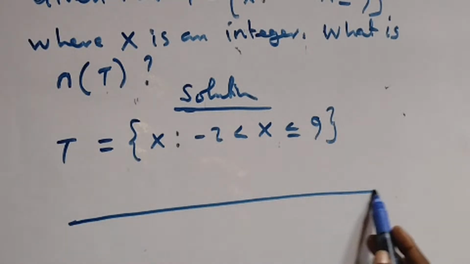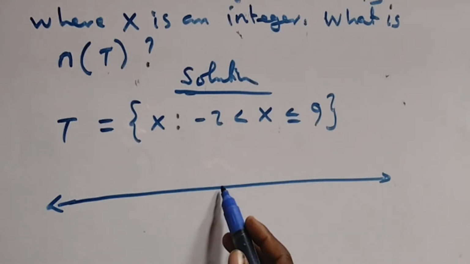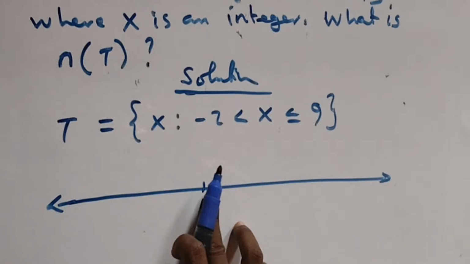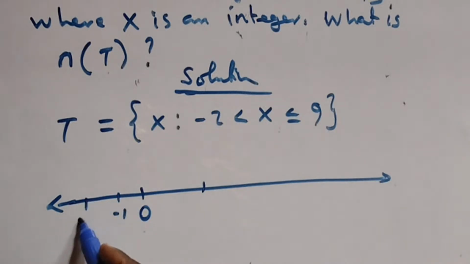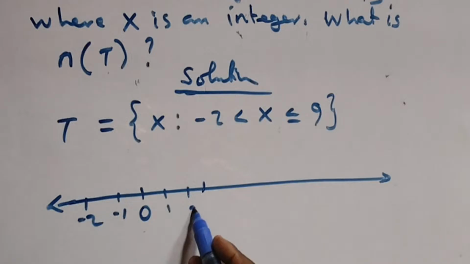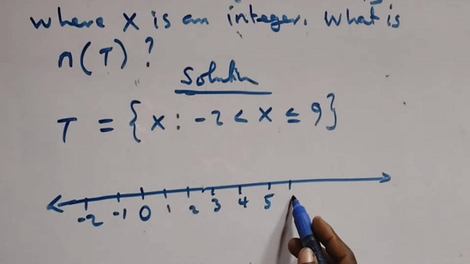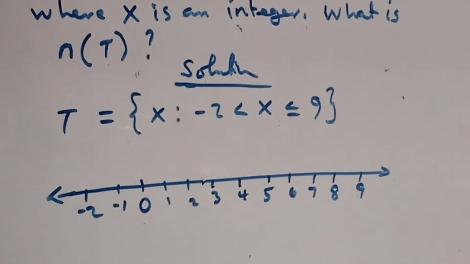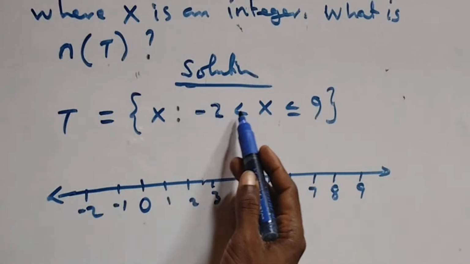When we are being taught number line, we have positive on the right, negative on the left, and always 0 will be at the center. Because the negative is not that much, we have 0, -1, -2 here. So we have 1, 2, 3, 4, 5, 6, 7, 8, 9. When we check this particular element here, it's starting from -2, less than.